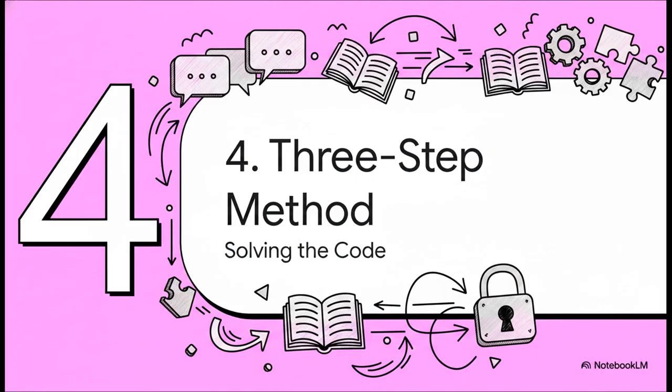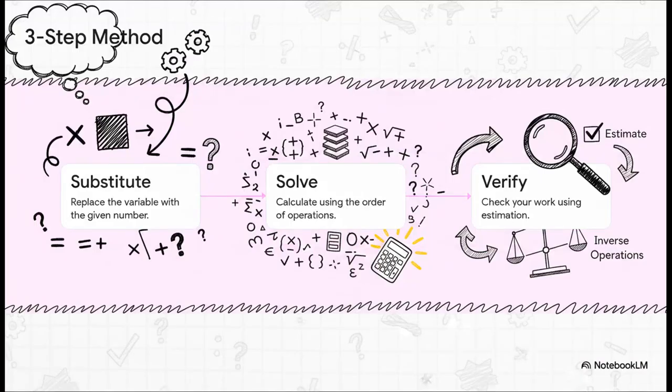Section 4. The three-step method. All right, so now that we've got our vocabulary and our translation map, we need a super reliable tactical approach to actually solve the code once it's written. Enter the three-step method. This is basically your guarantee for success.